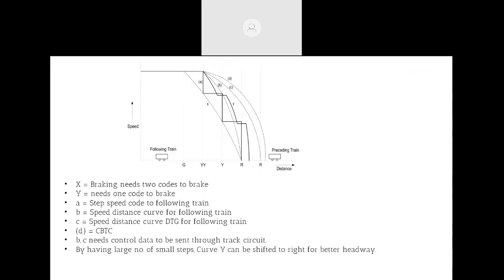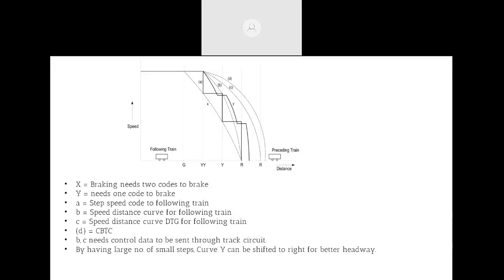Curve A is the step speed signal curve given to the driver. X is the 2-code speed signal. The driver takes it in advance. He knows at what speed he should go in the next block. So he applies the brake in advance and continuously moves towards the R. See, there are 2 R's, and the distance between the 2 R's is the overlap.